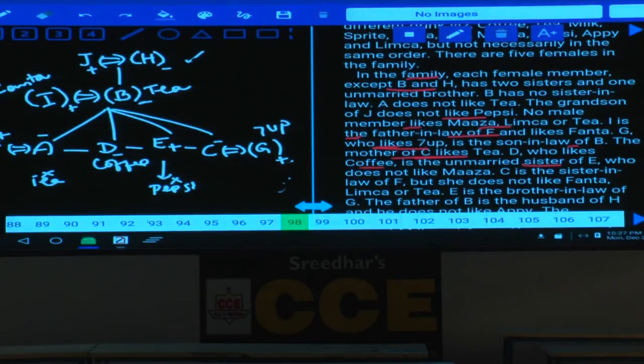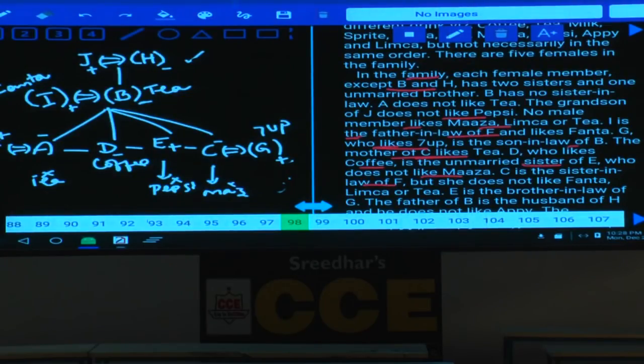D, who likes coffee, is the unmarried sister of E. E does not like Maja. C is the sister-in-law of F, which implies that C and F are not married to each other, and C and G are, but C does not like Maja. As C does not like Maja, Maja here is ruled out.